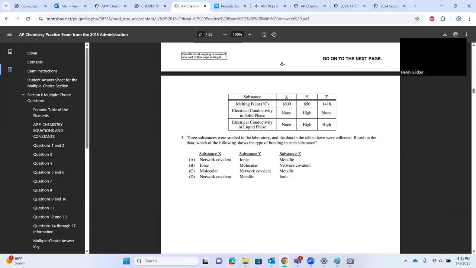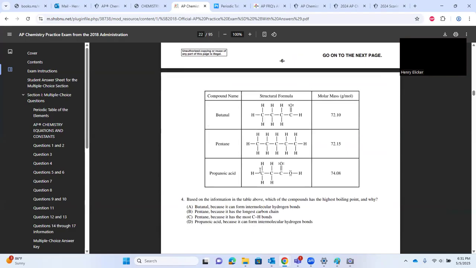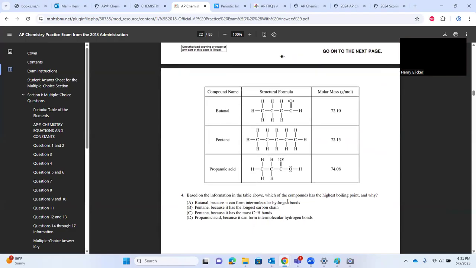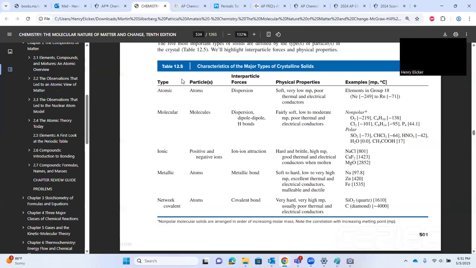Network covalent is just about a bunch of covalent bonds together. And it would make sense for substance X to be network covalent because it's a covalent compound. So it's not going to be conductive in solid phase or liquid. It has to be dissolved in the liquid usually. Okay, so D fits that data. What about 4? Based on the information in the table above, which of these has the highest boiling point? Remember your types of intermolecular forces.